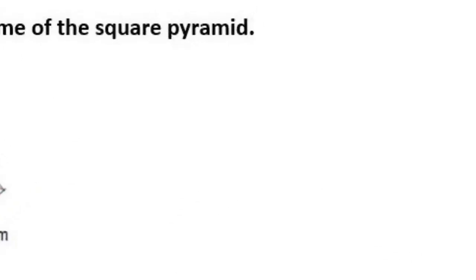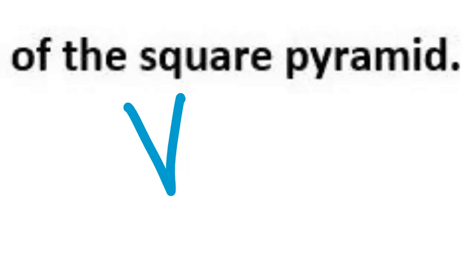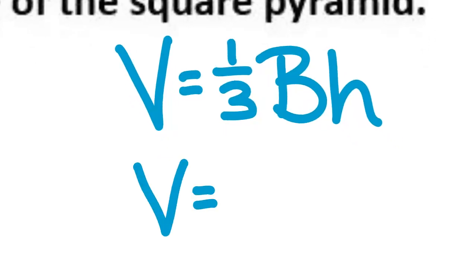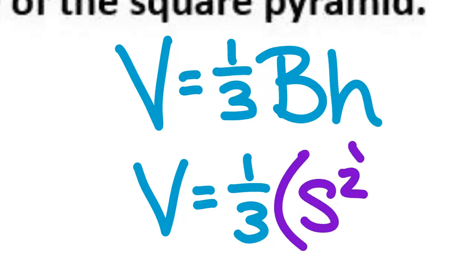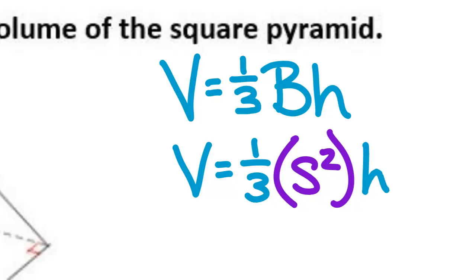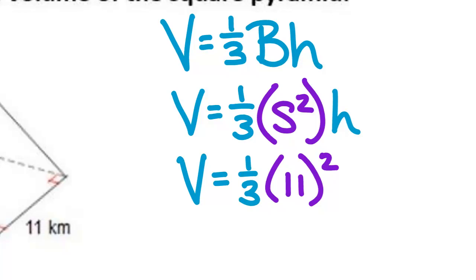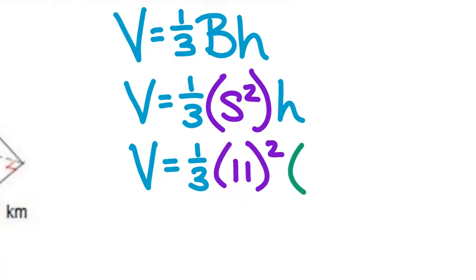Find the volume of the square pyramid. Volume for a pyramid is 1/3 times the area of the base times the height of the pyramid. What shape is the base here? It's a square, so 1/3 times side squared times the height. How big are the sides of that base? So 1/3 times 11 squared times the height of the pyramid, which is 10.